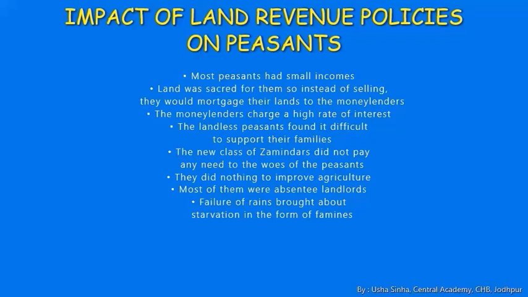The new class of zamindars did not pay any heed to the woes of the peasants. They did nothing to improve agriculture or increase the productivity of the lands. Most of them were absentee landlords. Failure of rain brought about starvation in the form of famines. Hence, British land policy brought impoverishment of the peasants.